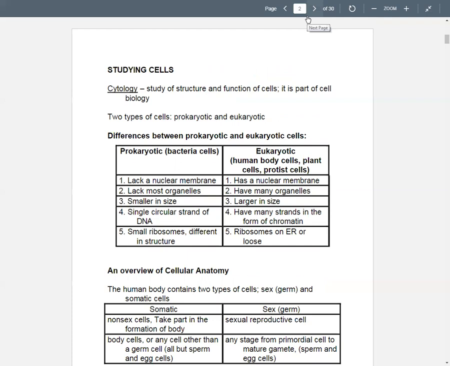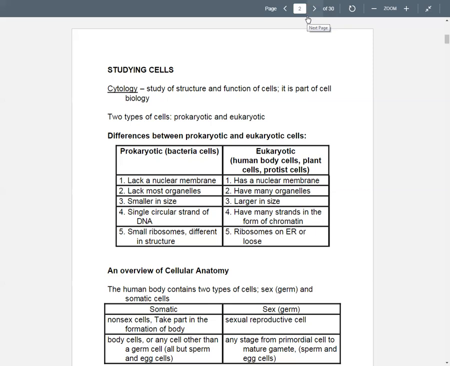Let's talk about cells. The study of cell structure and function is cytology. Cyto means cell, ology is study of. Now, what kind of cells are there? They're prokaryotic and eukaryotic cells. This was also one of those things on that review sheet for chapter 3. The prokaryotic cells are bacteria. Your other cells, like your human body cells and your plant cells, are eukaryotic cells.